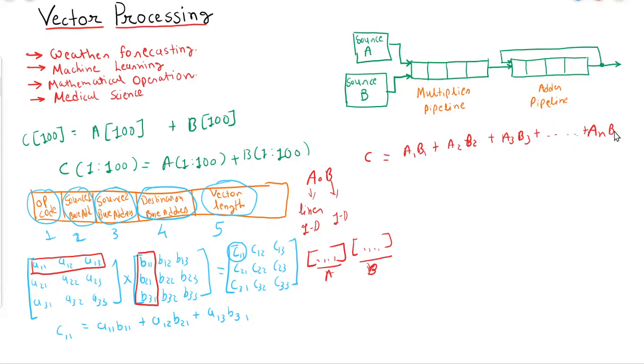AN into BN. Now if we want to implement the pipeline for this vector processing inner product, we can implement it like this. We are taking this example because it is easy to understand. So how will this work?